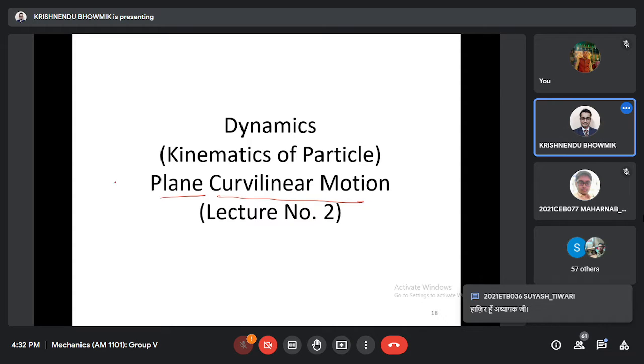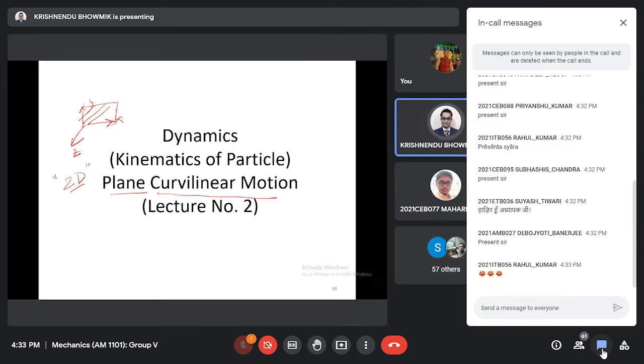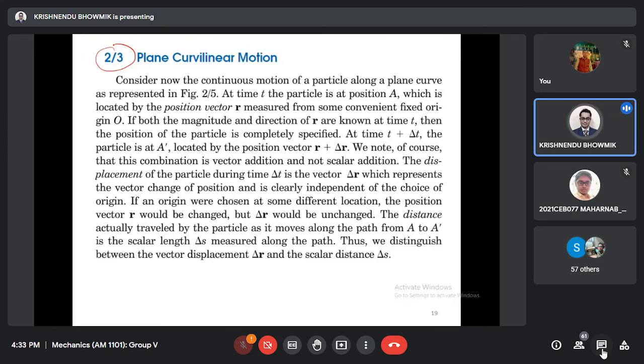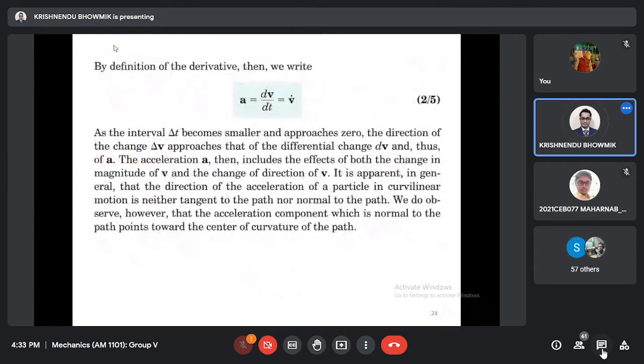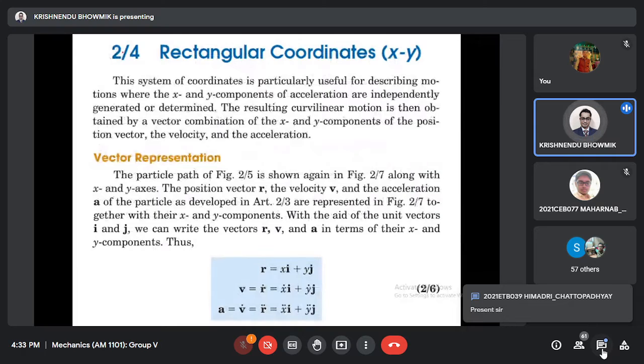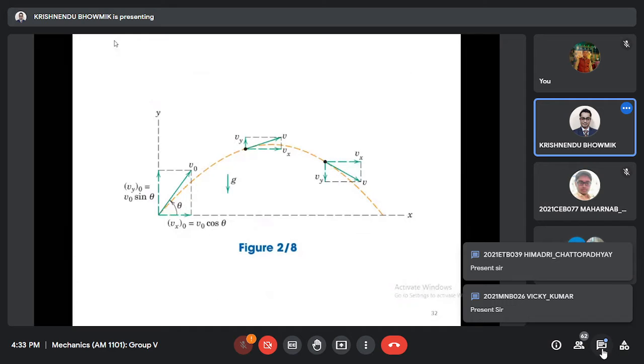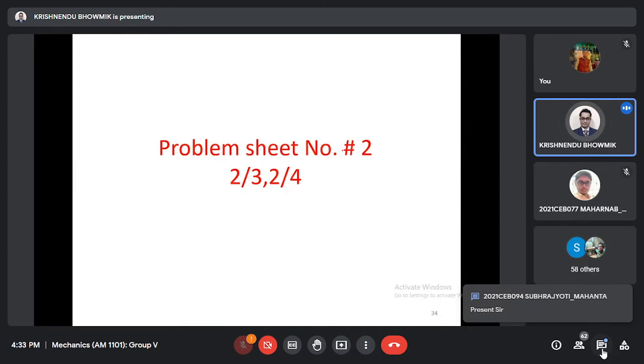Plane curvilinear motion, that means 2D case, like x, y, z. We are here only for 2D problems. I will explain everything, don't worry. So there we have 2.3, note down 2.3, then 2.4. That's all. Then problem sheet. So 2.3, 2.4, problem sheet 2. This I will cover.